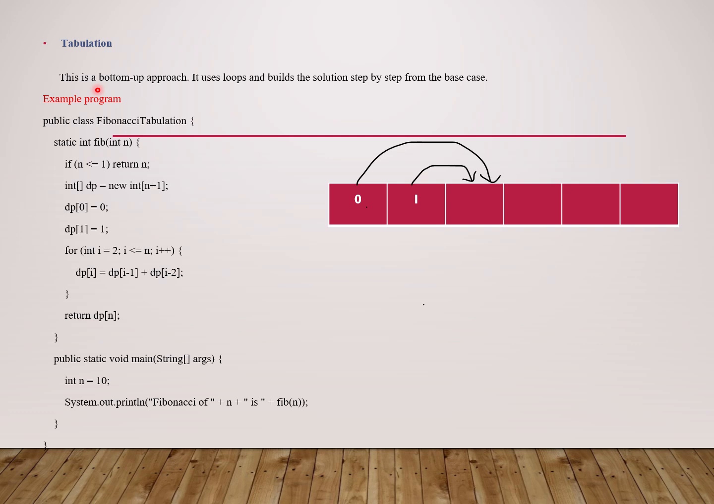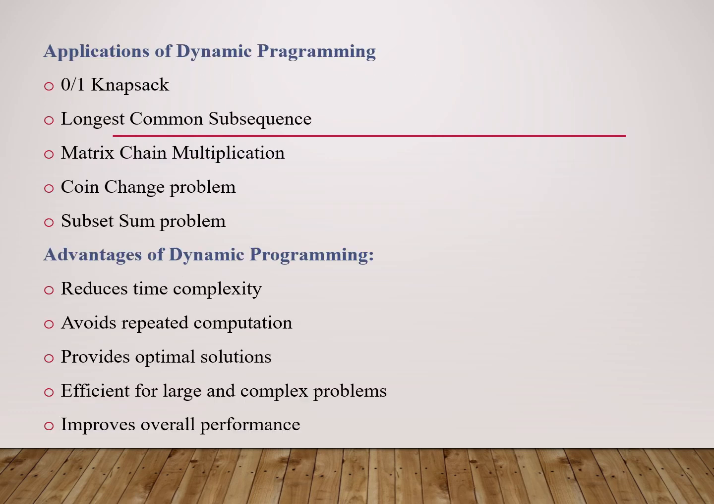In this example, Fibonacci, we store fib0 and fib1 first, then using looping iteration, we calculate fib2, fib3 up to fibn. This method also gives time complexity of big O of n, but it avoids recursion stack overhead.